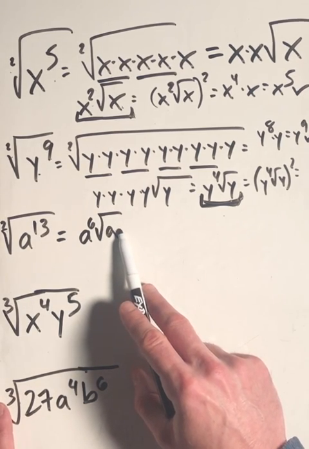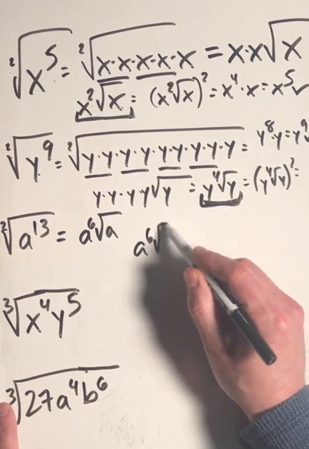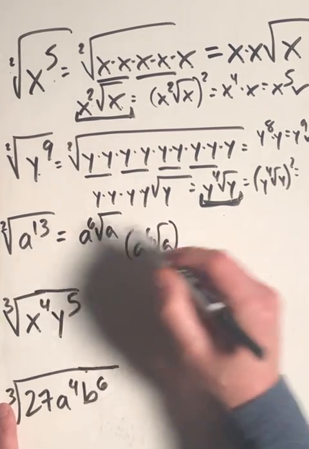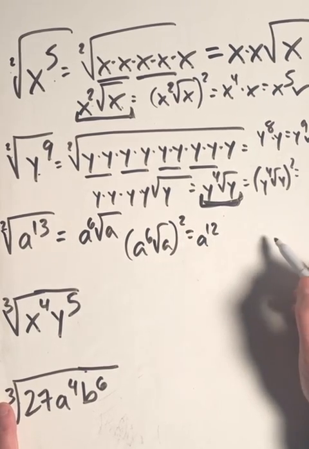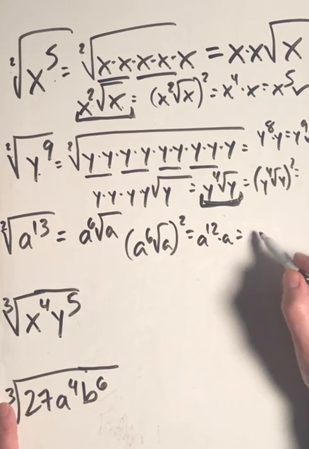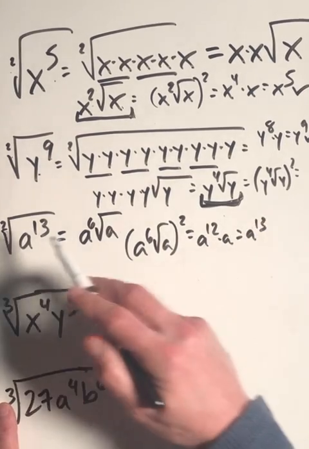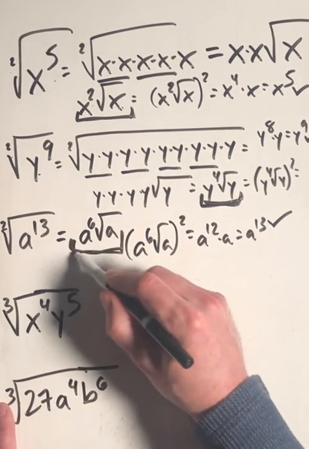That goes underneath. To check this, I would take a to the 6th radical a, raise it to the power of the index. A to the 6th to the second power would be a to the 12th. The square root of a times the square root of a would just be a, and a to the 12th times a would be a to the 13th, which was my original radicand, so I know that I have simplified this properly.